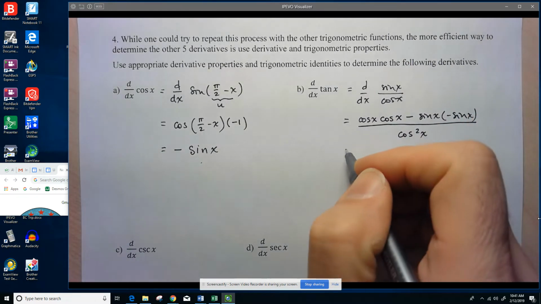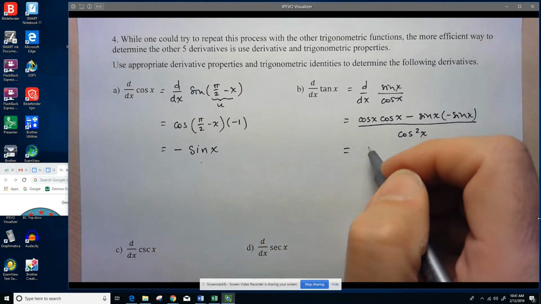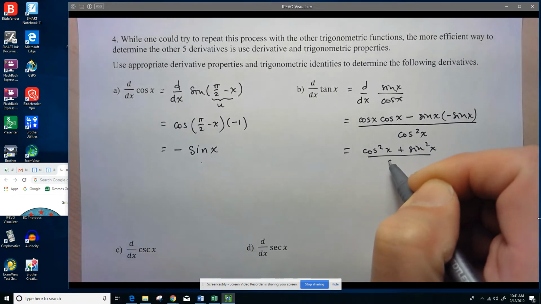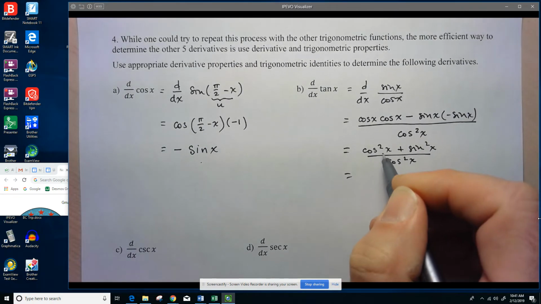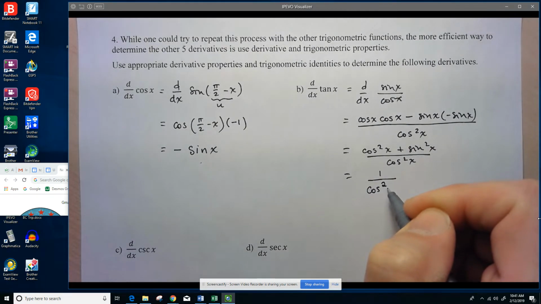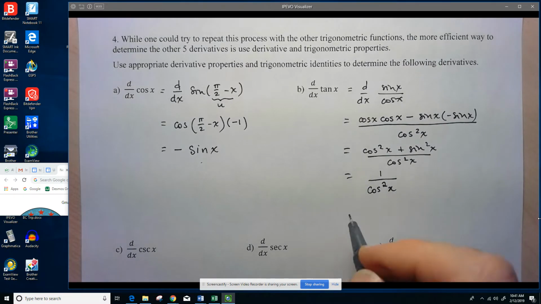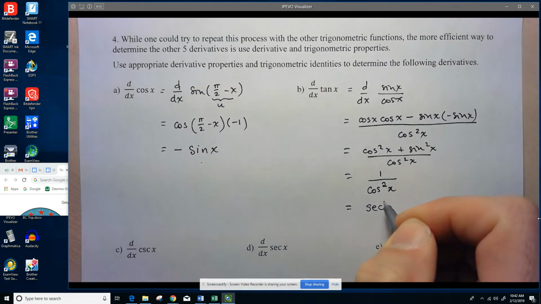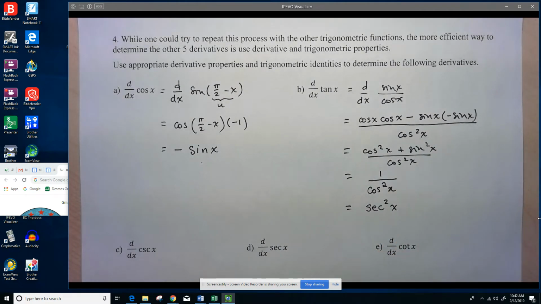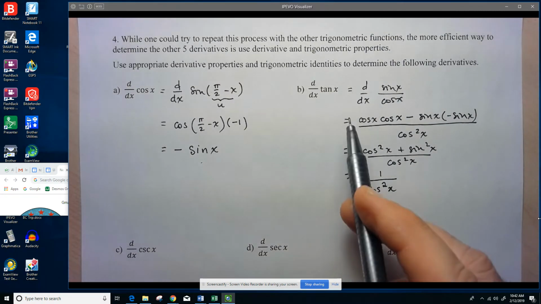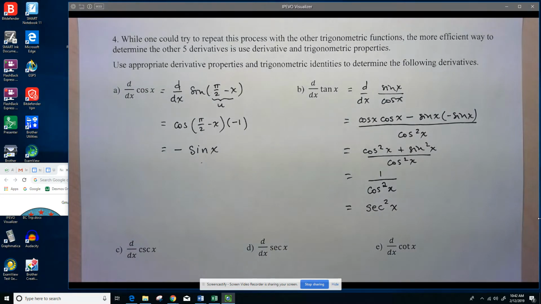I think you see where this is going, because when I simplify the top, I have cos squared x plus sine squared x all over cos squared x, and of course cos squared plus sine squared is just equal to 1. So we have 1 over cos squared x. But we can go even a little further, because 1 over cos x is the same as secant, so this is just secant squared x. Perhaps not quite as nice as sine and cosine, but again, it's related to another of our trig functions.